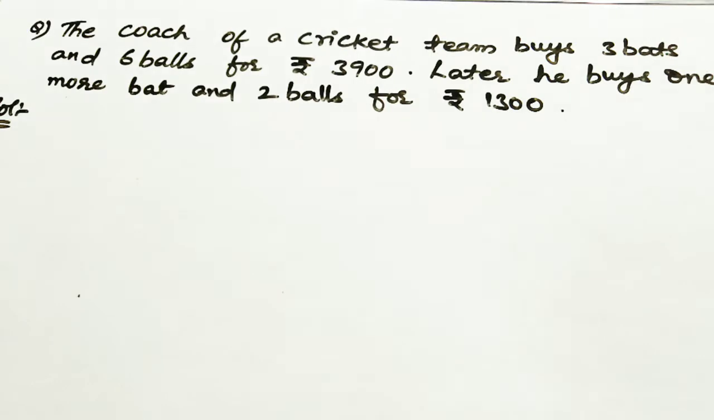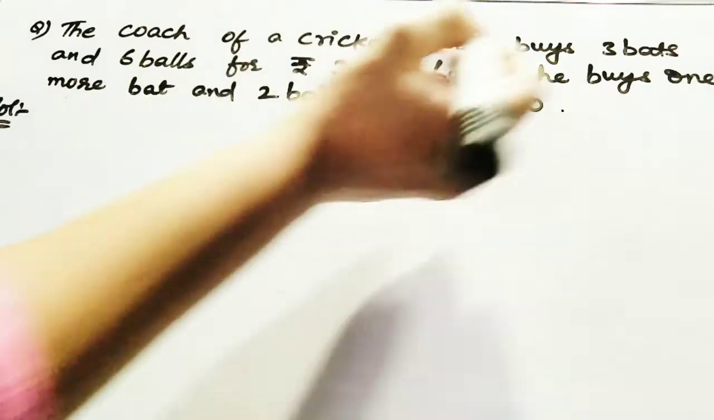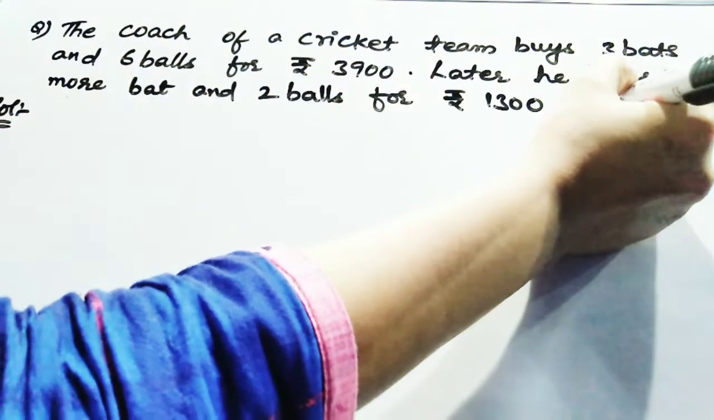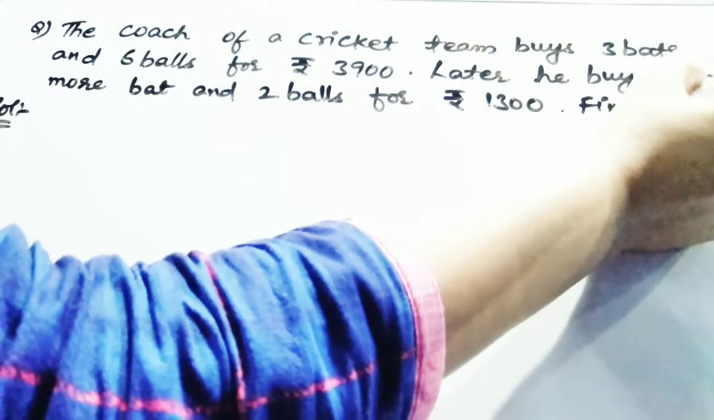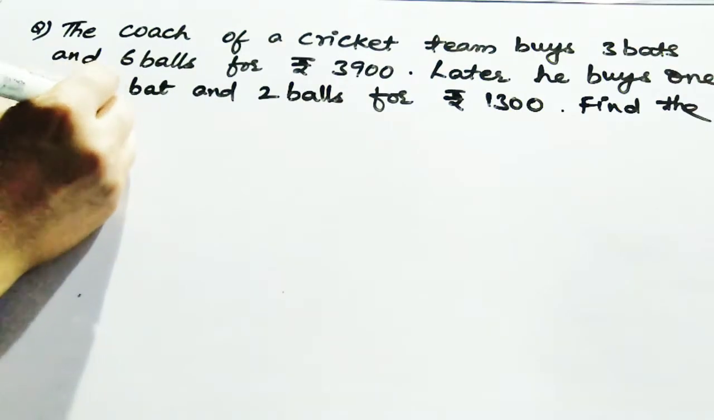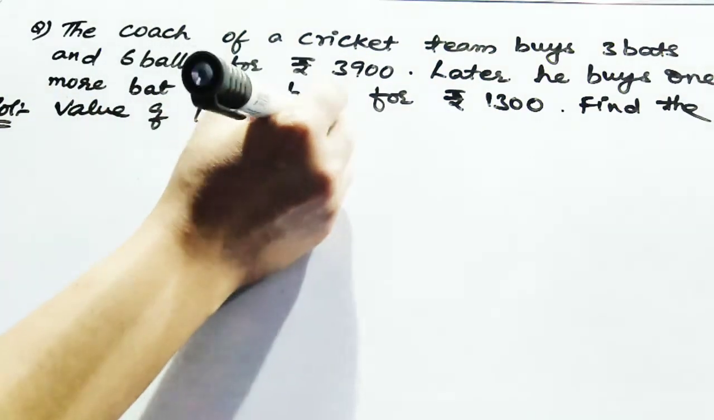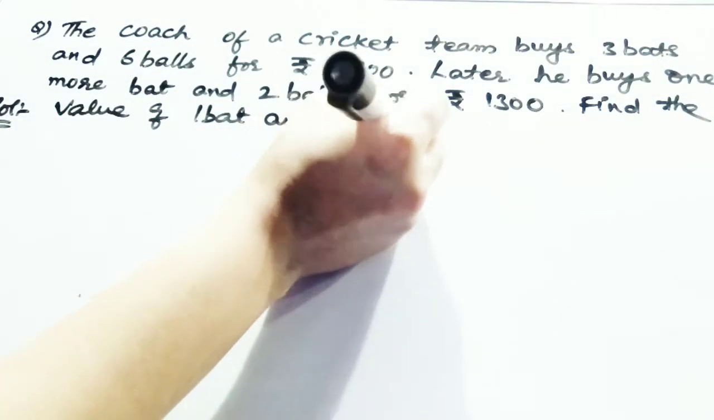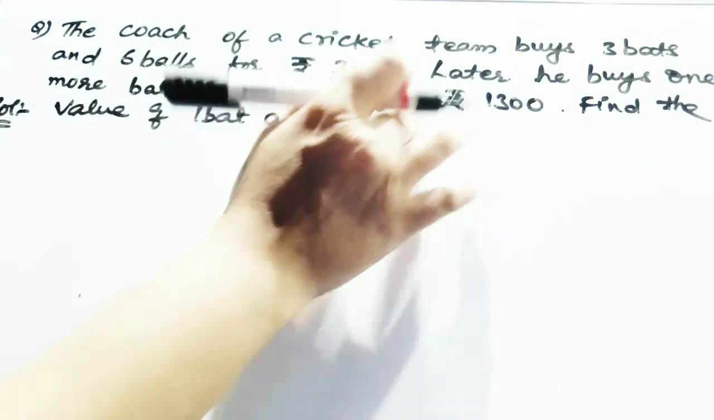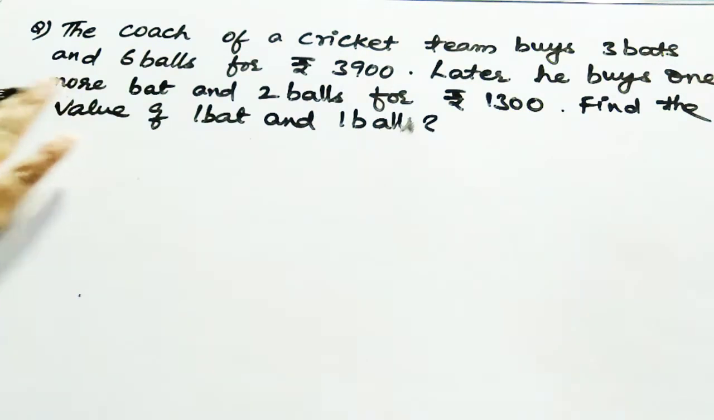Our next example problem: the coach of a cricket team buys 3 bats and 6 balls for rupees 3900. Later he buys 1 more bat and 2 balls for 1300. Find the value of 1 bat and 1 ball. What is the price of 1 bat and 1 ball? We have to find out.